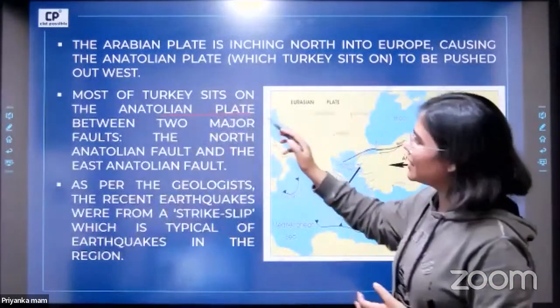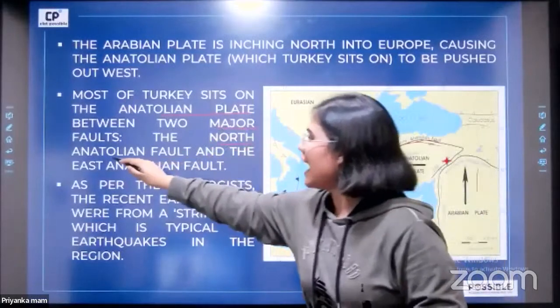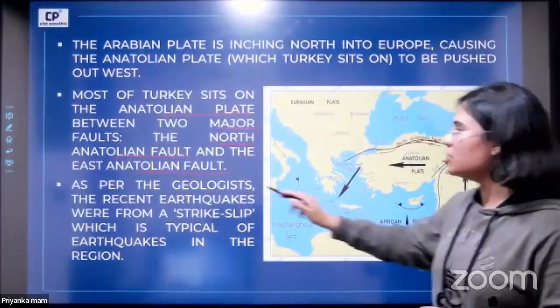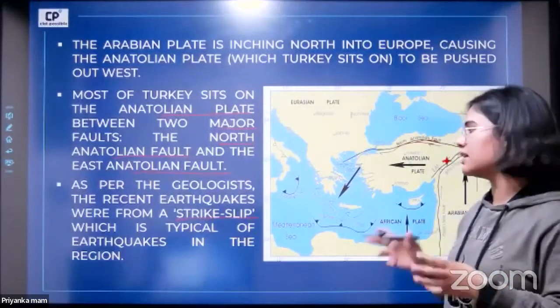So in this particular case, there are two major faults: the North Anatolian fault and the East Anatolian fault. And now the geologists say that this has happened because of something called the strike slip.